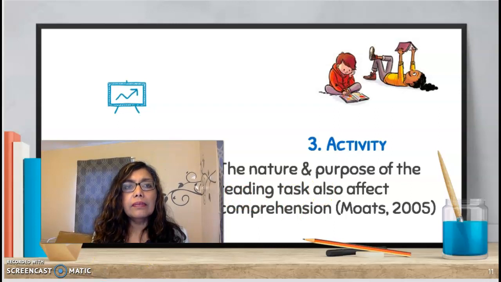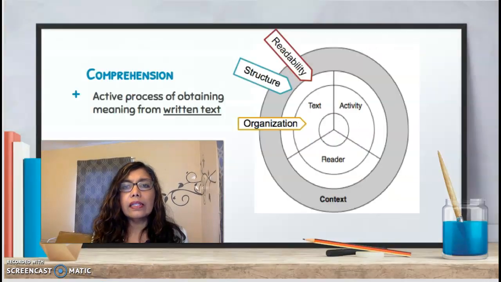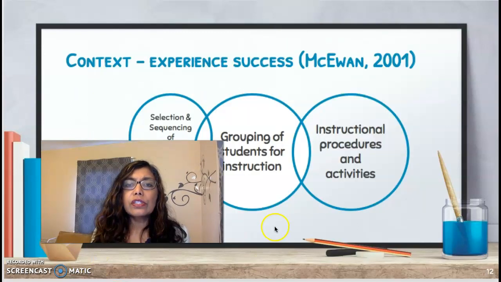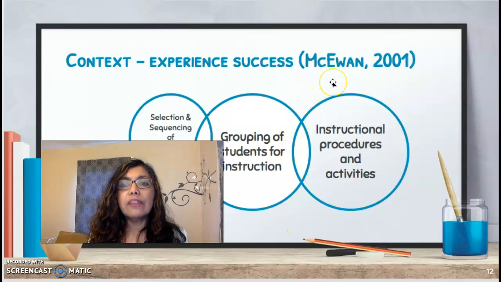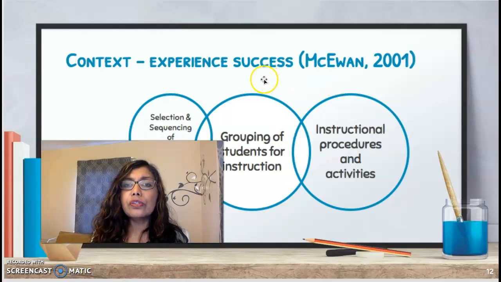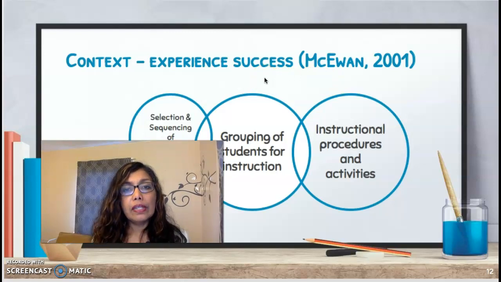And lastly, we looked at the text, we looked at the activity, whether the students are engaged or not. We looked at the reader. Now we're going to look at the context. So what is the context all about? The researchers have divided... McEwan has found that when students experience success, they are more motivated to read.